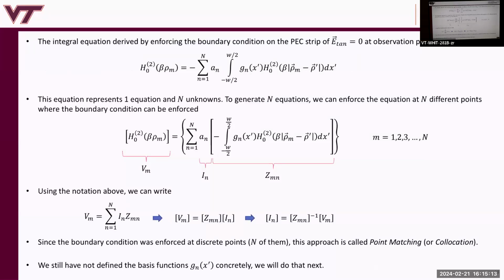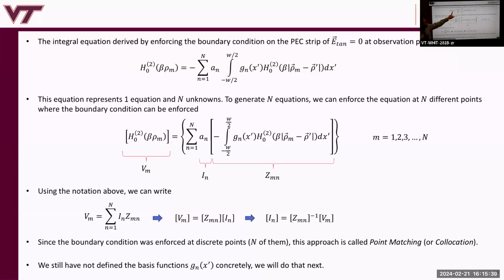All right, the integral equation derived by enforcing the boundary condition on the PEC strip of E tangential equals 0 at the observation points rho equal to rho sub m is the following. Okay, so I've repeated it here. The problem now is that we have one equation, but we have n unknowns, because we've introduced these n unknowns to represent our current density. But we only have one equation.